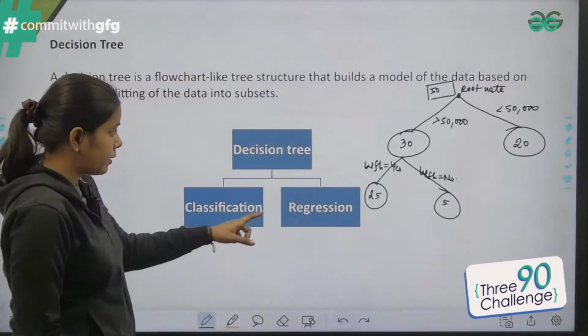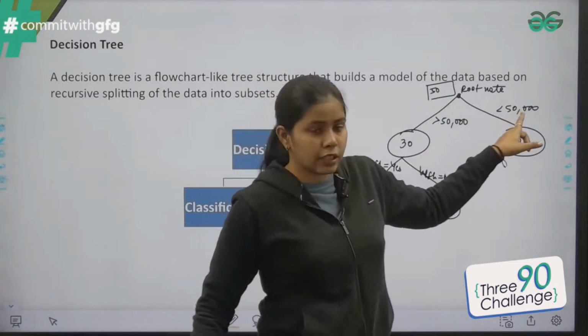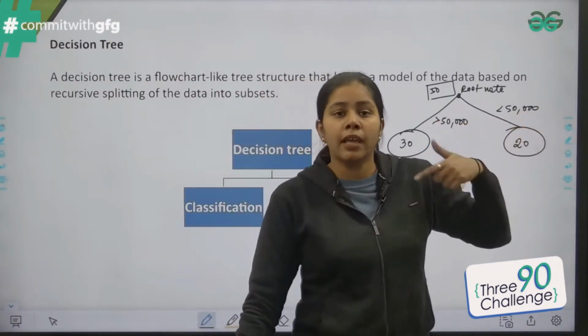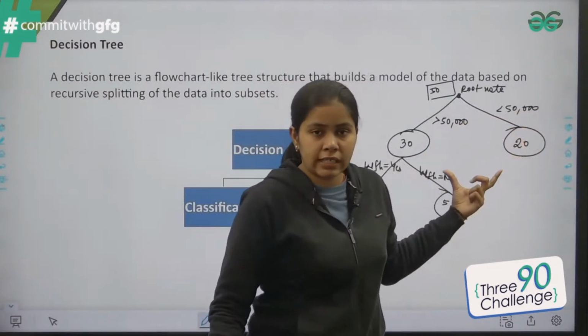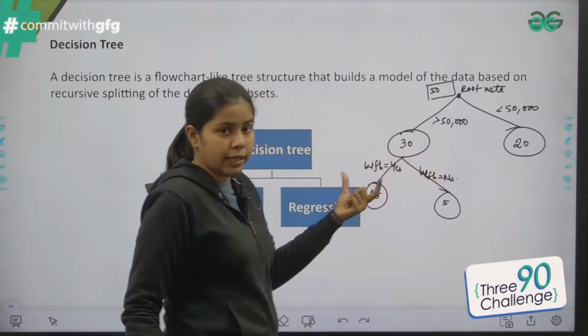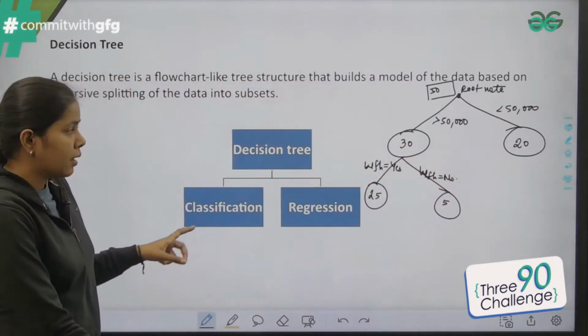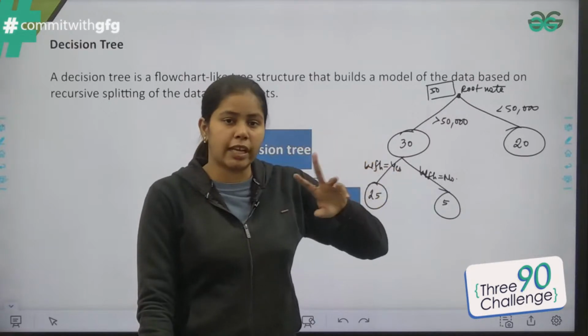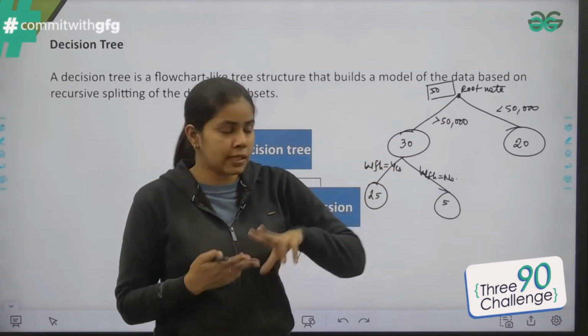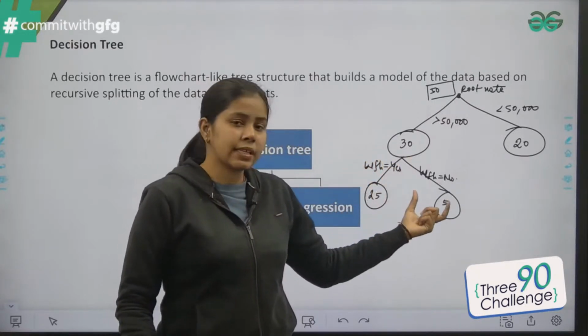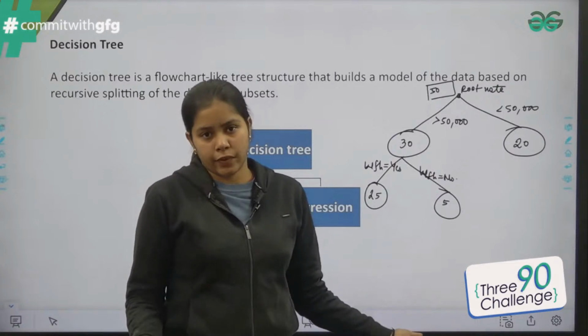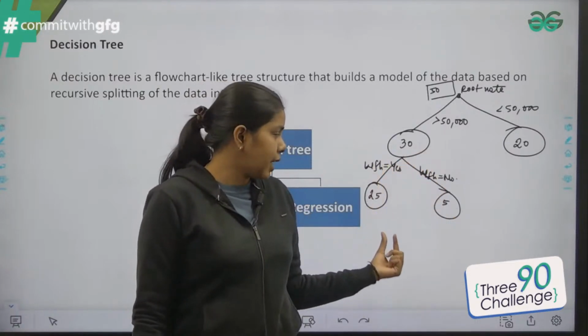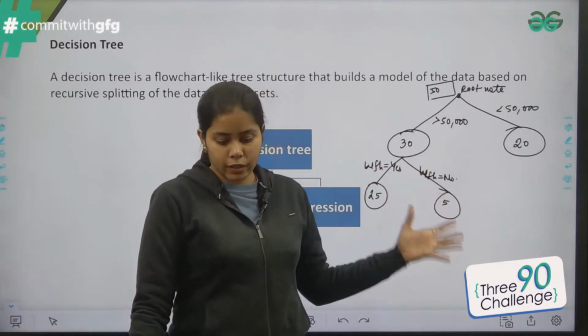You can see that here we have greater than 50,000 and less than 50,000 salary. It can be anything, but you can see that it is my numerical data, right? But I have classified this data by taking greater than 50,000 and less than 50,000. That means I have divided it into two classes. Similarly here, work from home, yes and no. This is basically classification, right? We have classified that they are working from home, yes, working from home, no.